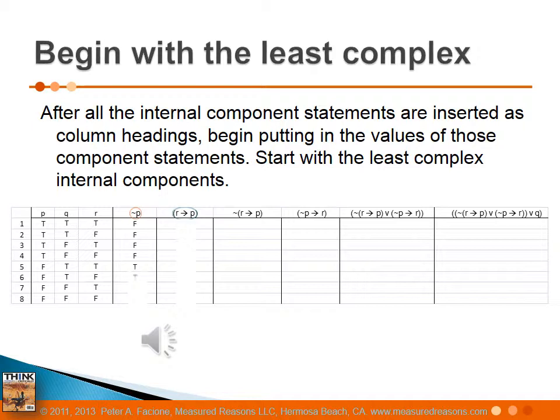We fill in the values under the various component statements by reference to the powers of the logical functions which create those internal component statements. For example, not P will be true whenever P is false, and not P will be false whenever P is true. So we look at the column that is under the letter P and then apply the negation to the value of P on each row of that column. Similarly, for the formula if R then P, we know that the conditional will be false whenever the antecedent R is true, and the consequent, in this case P, is false. And that does happen on certain rows of this particular truth table.